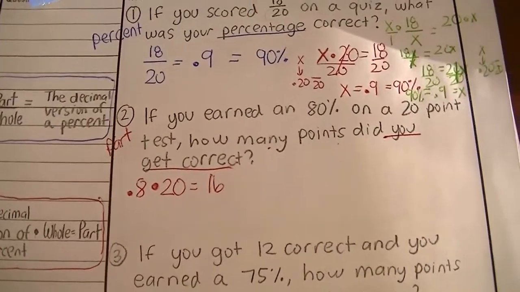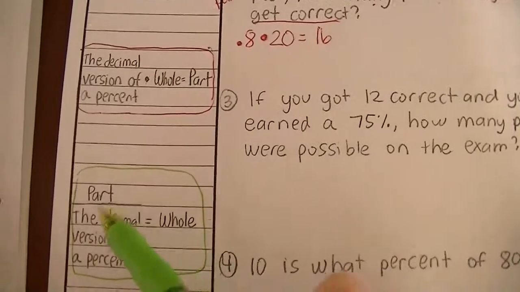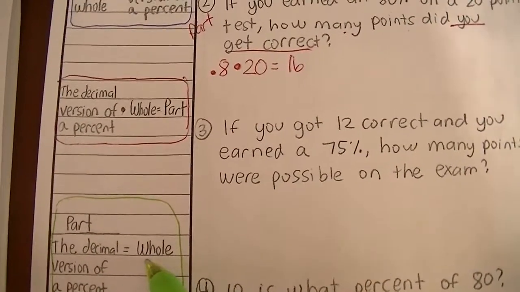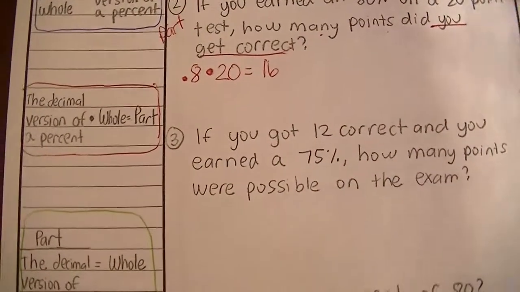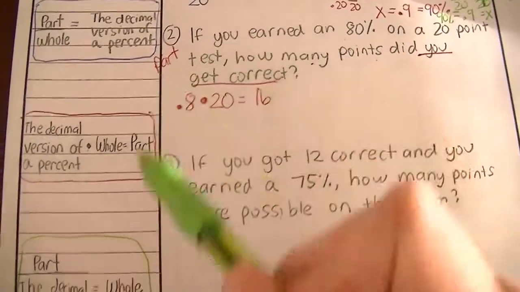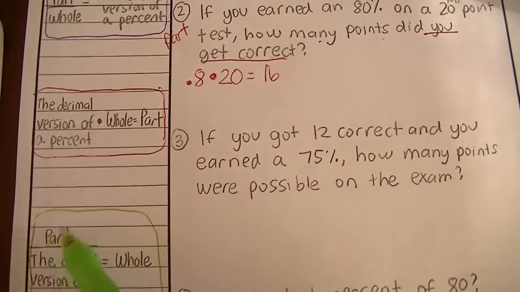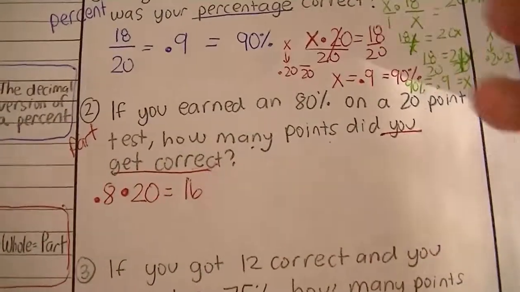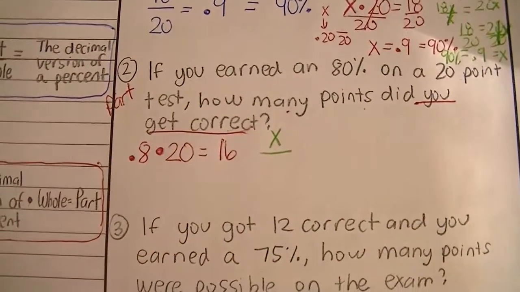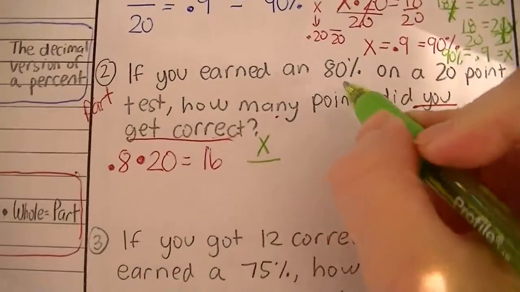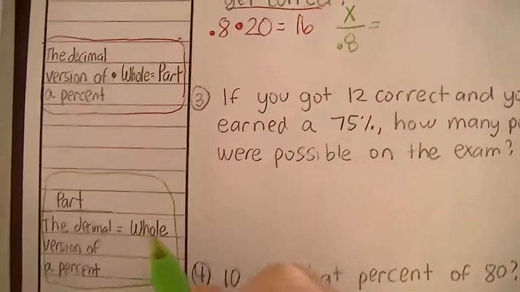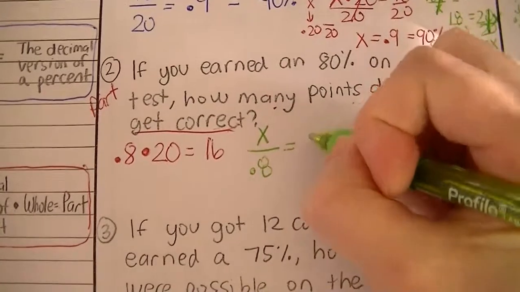Now I'm going to go ahead and show you how to use this equation right here, where the whole is isolated. And again, we don't know the part, because of that sentence, so we're going to keep it as a variable. So right here is part. We don't know the part. So that's going to be x. And then we would have to divide it by the decimal version of the percent. And the decimal version of this percent is 8/10. And that would give us the whole. And the whole test was worth 20 points.